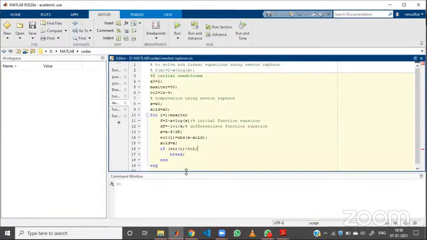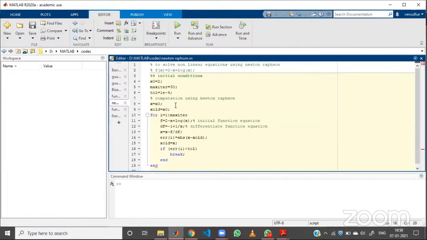How do we update the code? Suppose we want to have the value of x, means we want every value of x at every iteration. Here we are just updating, we are not storing the value of x. Suppose we also want to store the value of x and also want to display it. In this code we are just updating the value of x, not storing it.